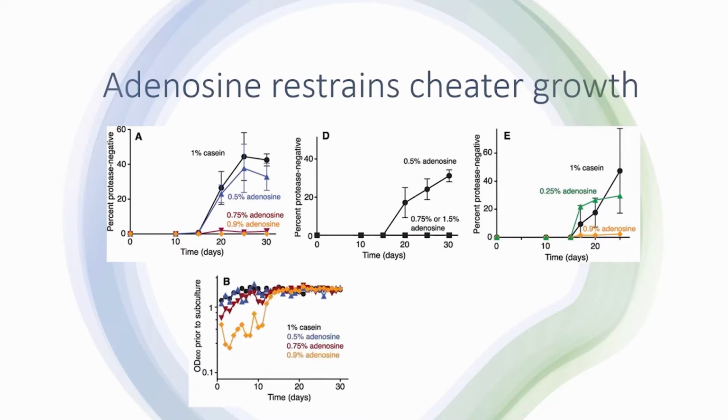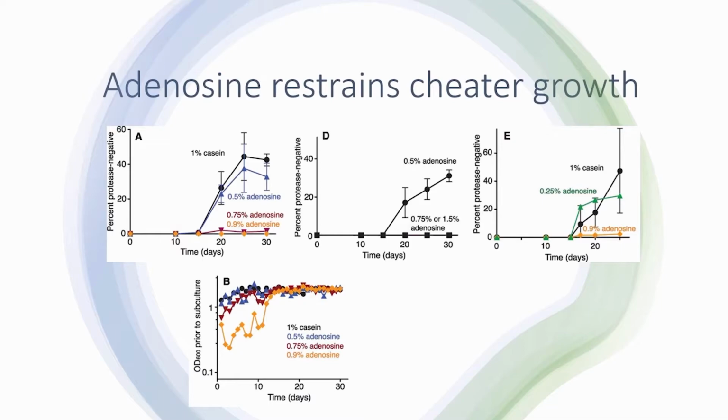So if we look at this graph here, graph B, this is a control graph. If we look at the y-axis, it says OD600 part of subculture, and that's just a fancy way of saying density or population concentration. They used a very particular machine to measure, and OD600 just happens to be that measurement.